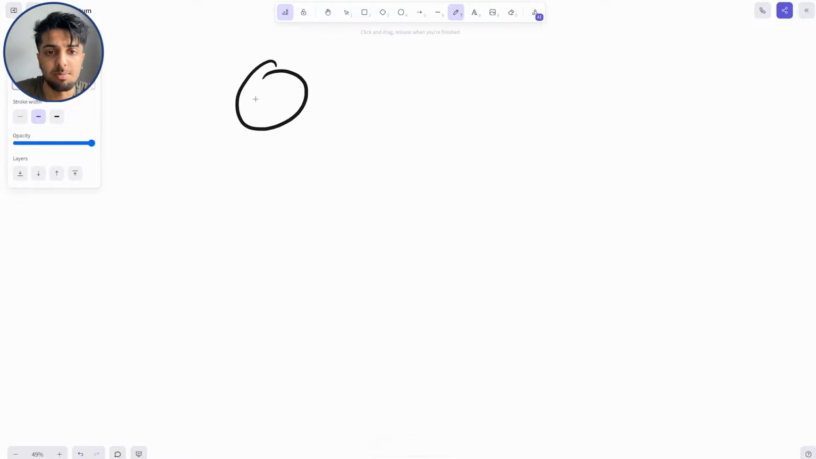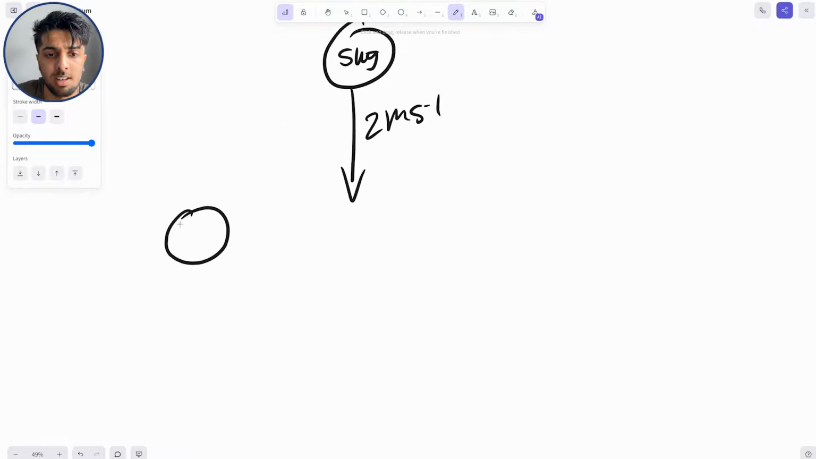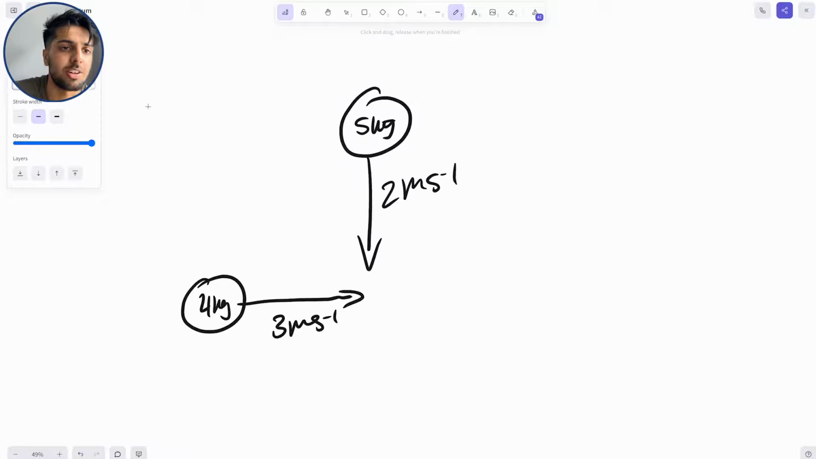So if we have a mass that's 5 kilograms, and let's move it down this way, let's say 2 meters per second. And we have a 4 kg mass, and it's moving this way at 3 meters per second. So this is our before.